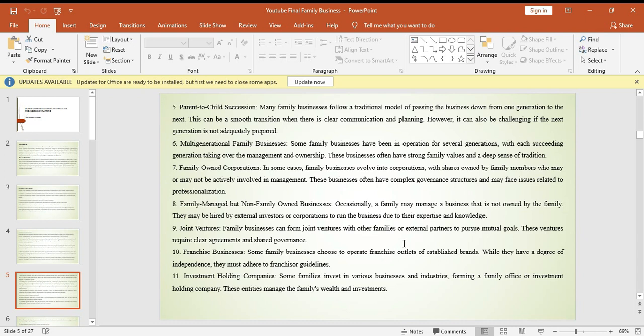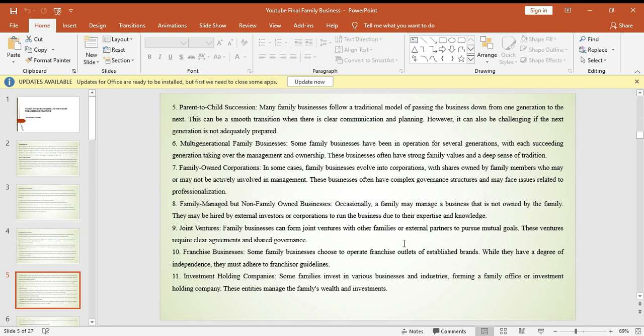Number eight, family managed but non family owned businesses. Occasionally, a family may manage a business that is not owned by the family. They may be hired by external investors or corporations to run the business due to their expertise and knowledge. Here, the business is not owned by the family, but it is being managed by the family. Even where this is the case, we still categorize such a business as a family business.